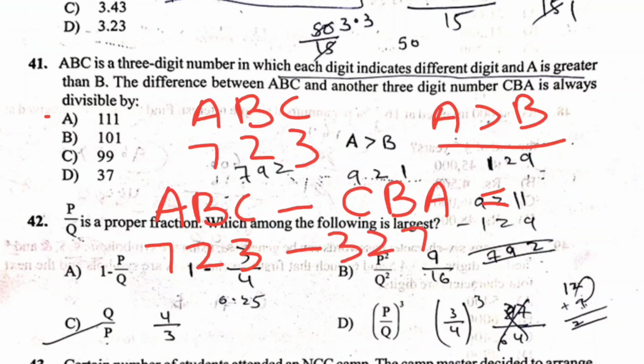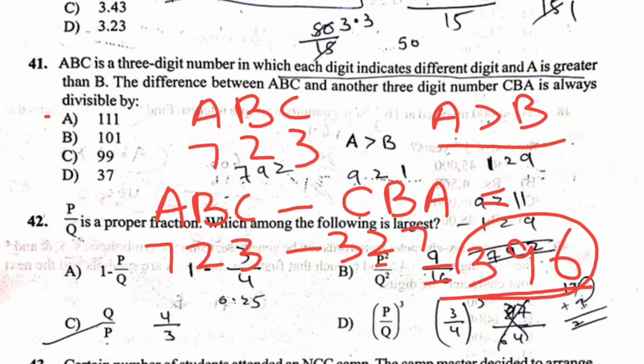Now the difference between these is, so here we have 13 minus 7, which is equal to 6. Then we have 11 minus 2, which is 9, and 6 minus 3, which is 3. So the difference came out to be 396. Here we can see this 396 is in fact divisible by 99. So the correct option should be option C.